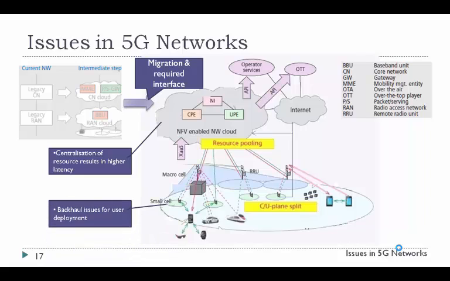Backhaul will also be an important issue, especially for user deployment. Local breakout may be required for efficient routing in this case. New paradigms of identity management and charging need to be developed to cope with the huge variety and number of devices expected to be connected to the network.